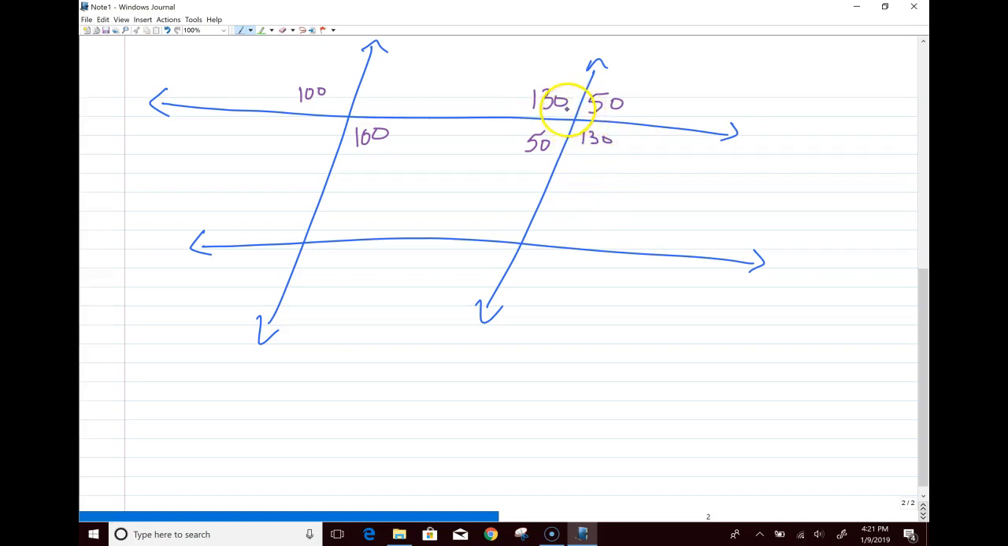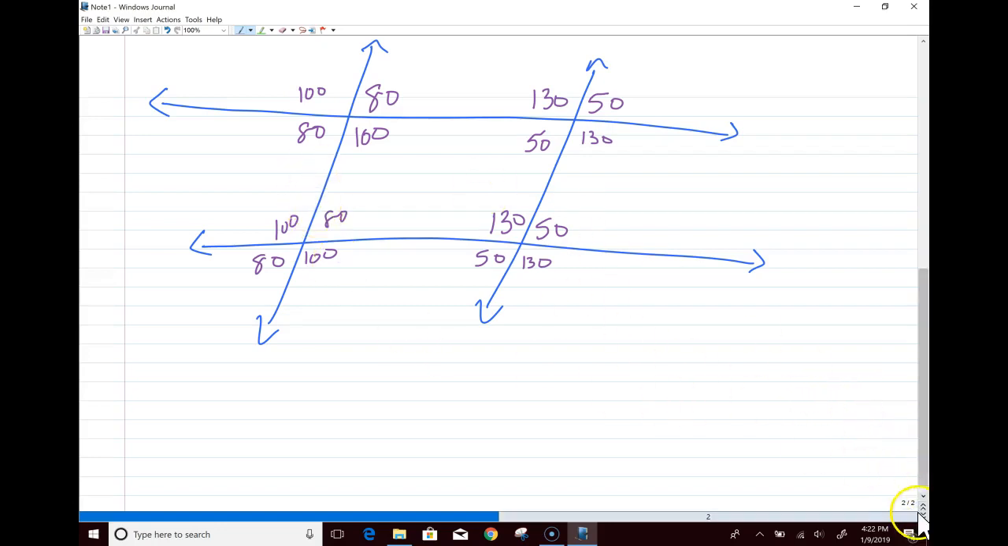And then you don't go to the other line on the left. You keep following the line down. This is 130. This is 130. This is 130 because they're vertical. This would be 50 and this would be 50. Over here, a different scenario. This is 100. The whole thing should be 180. So this should be 80, which means that this is 80 because they're vertical angles. And the same thing can be done down here. Okay?